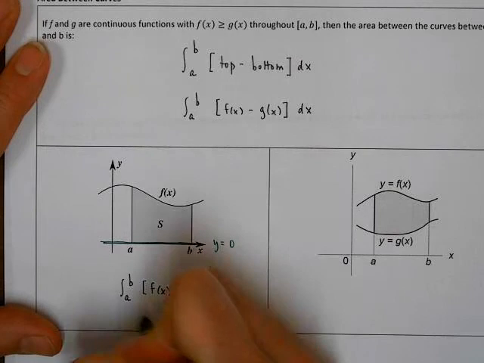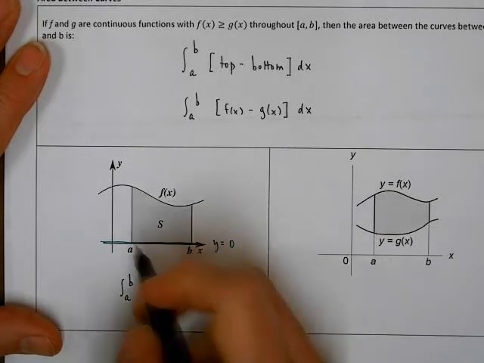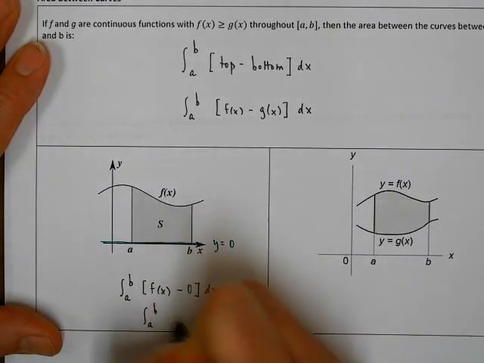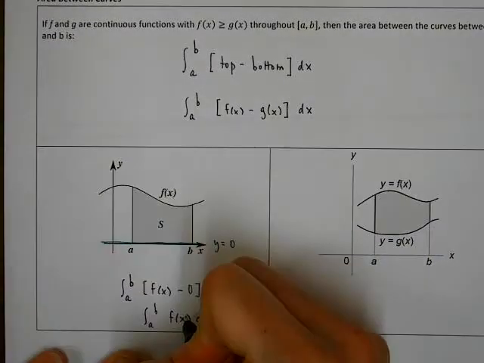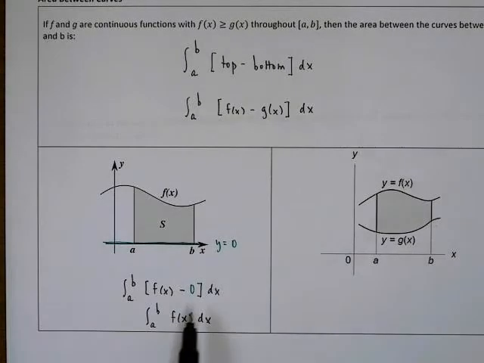And that's why when we were finding the area between a curve and the x-axis, we always just said it was the integral from a to b of f of x dx. So just connecting that back. We've really always been doing top minus bottom. It's just that our bottom was y equals 0.